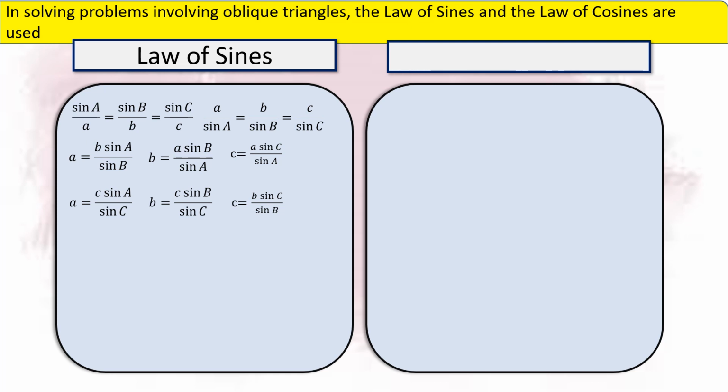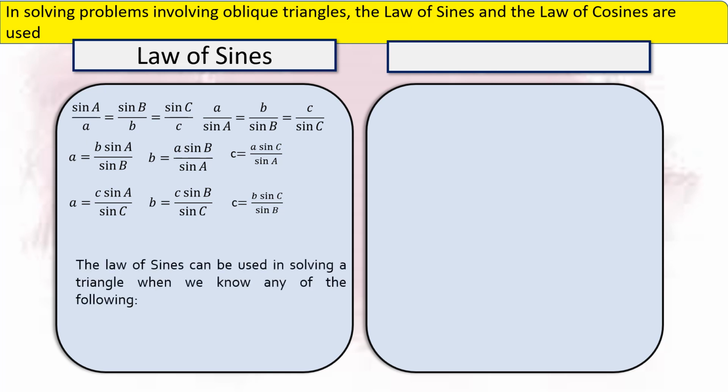If we are looking for the side B, we can use this too. So, it's either of the following: A times sine B over sine A, or B is equal to C times sine B over sine C. And then for the side C naman, C is equal to A times sine C over sine A, and then C is equal to B times sine A over sine B. So the law of sines can be used in solving a triangle when we know any of the following.